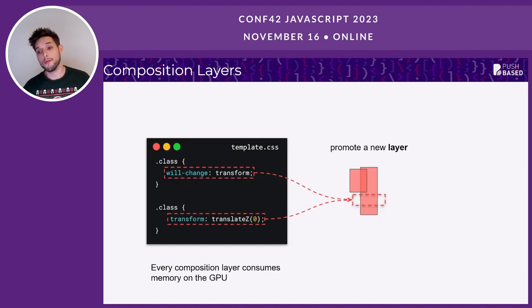And finally, we have the composition layers. Whenever you have any specific rule that promotes a new layer, for example, if you say will-change: transform, or you directly use the transform CSS property, then you will promote a new layer which consumes memory, but in this case specifically on your GPU. So if your device has a dedicated graphics card, then the memory will be stored on your GPU. This is specifically important for lower end devices like mobile phones, because they most probably do not have enough dedicated GPU memory available.